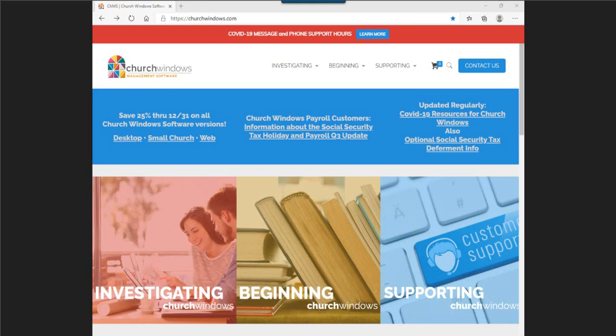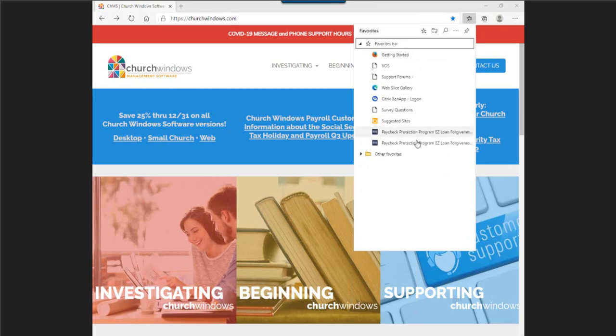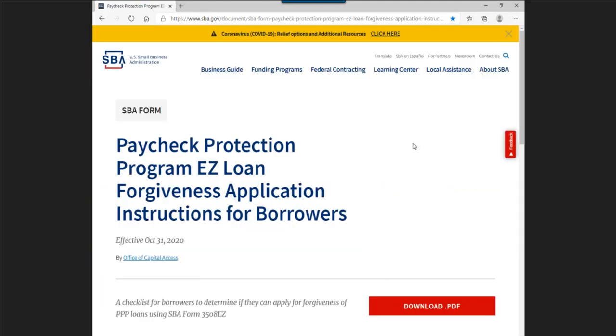Okay, so first of all, there are two documents that are pertinent and relevant with regards to the PPP loan forgiveness request. I've got those pages bookmarked here. The first one is the instruction form, which brings up the Paycheck Protection Program EZ Loan Forgiveness Application Instructions for Borrowers. We can't stress enough that you review this.